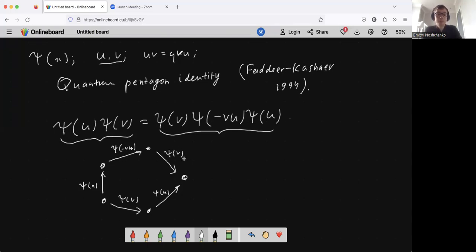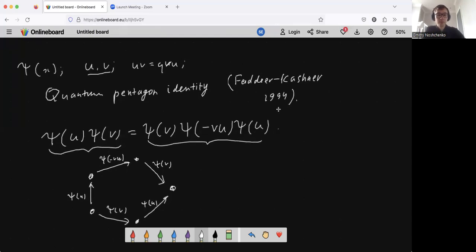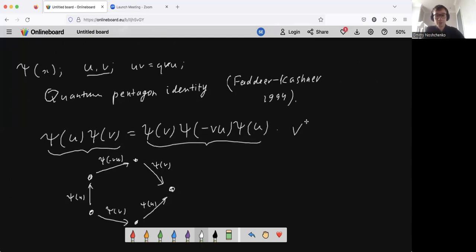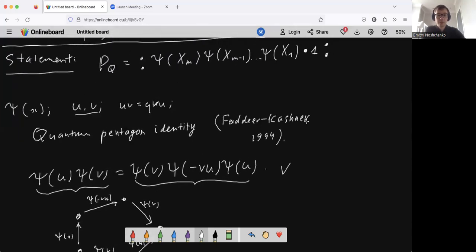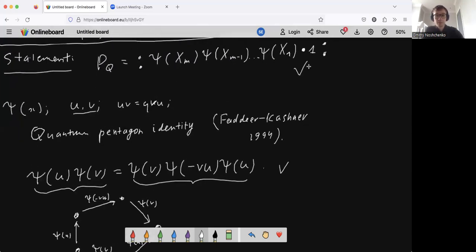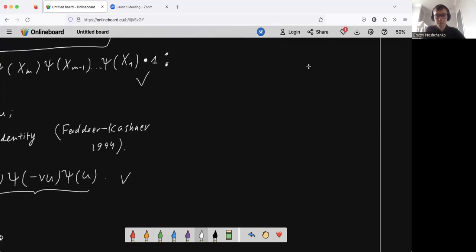So now, keeping this identity in mind, one can ask: we have this, but we also have this. What does it mean in terms of quivers? Can we model this pentagon identity using quivers somehow? And the answer is yes. I will show you in a moment how it's done.